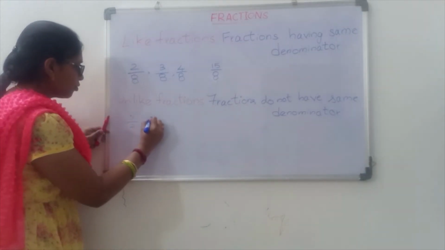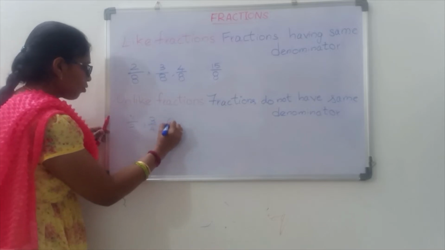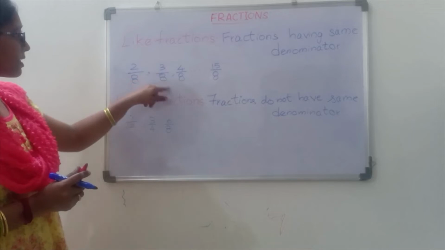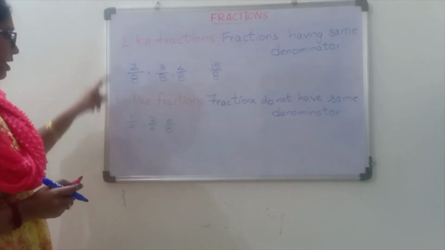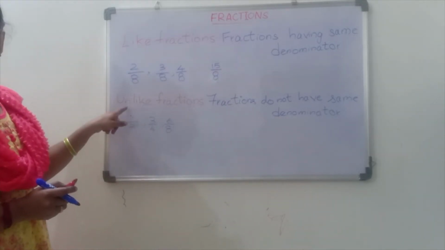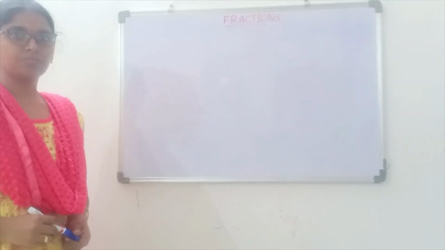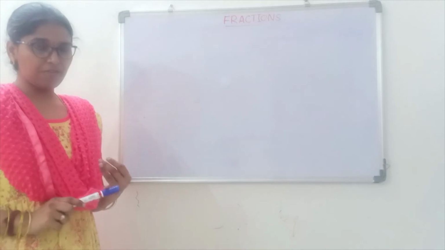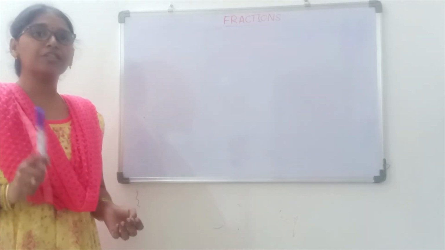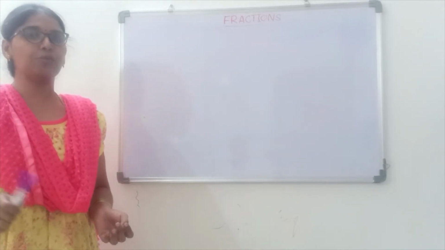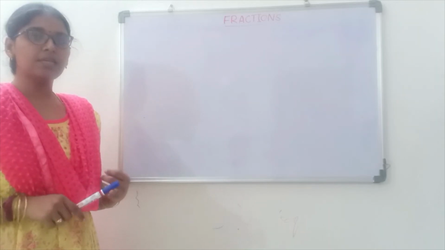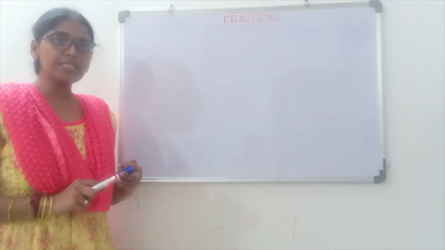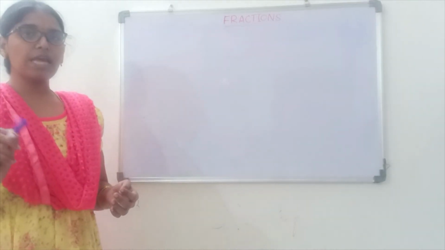Examples are 1 by 2, 3 by 4, you can write whatever. But the denominator should not be the same. If denominators are the same, they are called like fractions. If denominators are different, they are called unlike fractions. Children, now we learned three types of fractions. Equivalent fractions means fractions which have the same value. And like fractions means fractions which have the same denominator.